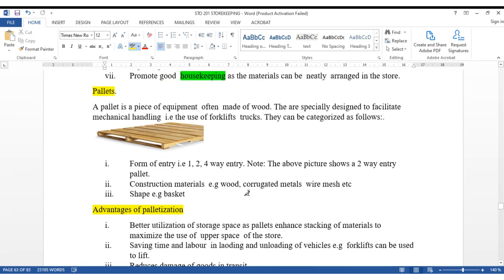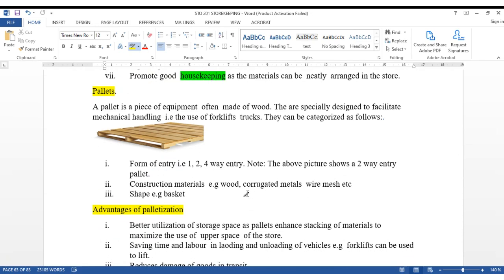One, in the form of entry, we have one-way entry, two-way entry, or four-way entry. The above picture indicates a two-way entry pallet. By entry we mean that the pallet can be approached from the numbers indicated there: one, two, or four directions.